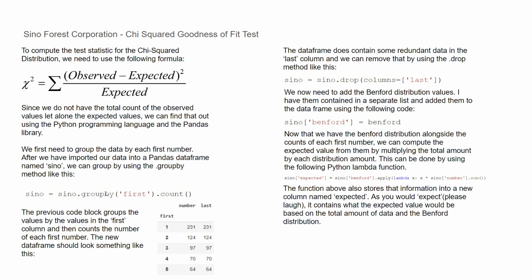The previous code block groups it, and we should have a data frame returned that looks something like this. The data frame does contain some redundant data in the last column, and we can remove that by using the .drop method like this. We now need to add the Benford distribution values. I actually have them contained in a separate list and added them to the data frame using the following code.